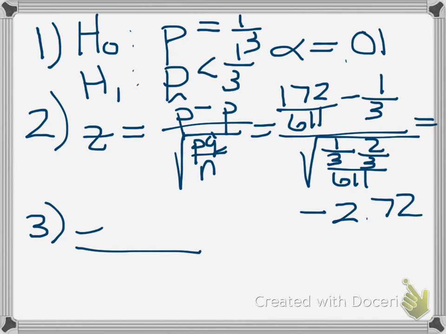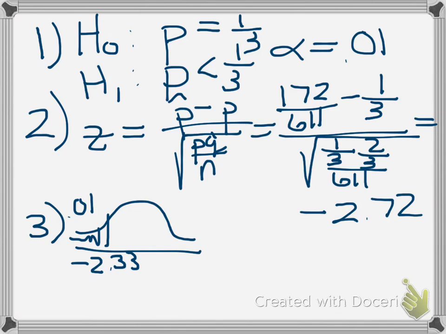That leads us to step three, which is our decision zone. Step three, we look up in step one, is less than, so we have a left tail test, and the area in the left tail is 0.01. And so if we look that up on our chart or our calculator, the z value that's associated with an area to the left of 0.01 is negative 2.33.